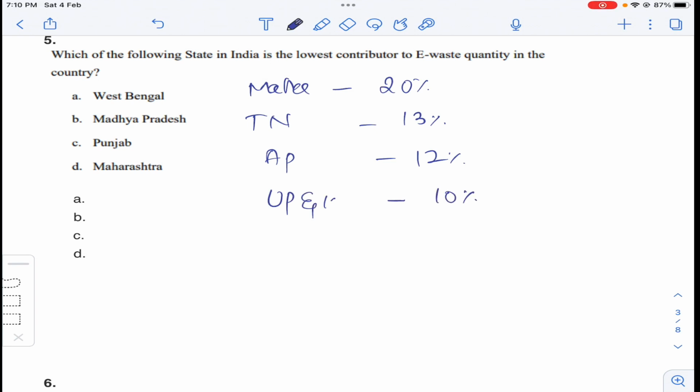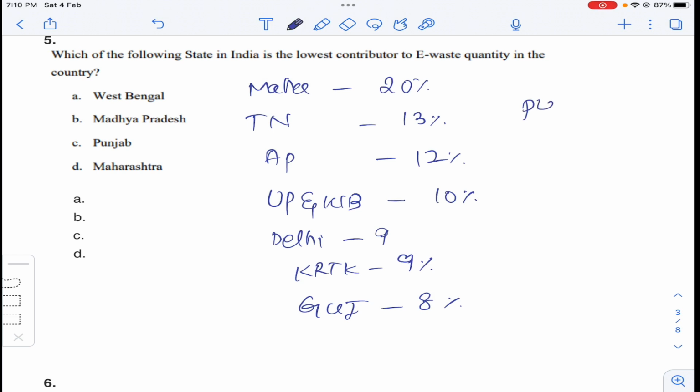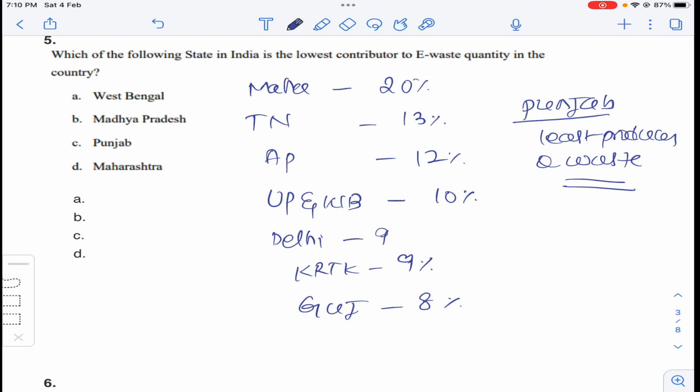Both Uttar Pradesh and West Bengal will produce equal amount of e-waste. Then Delhi will produce 9%. Karnataka also produces 9%. Gujarat will produce 8%. Among all the given options, the least produced will be Punjab. So Punjab produces the least e-waste. So answer C for question number 5.